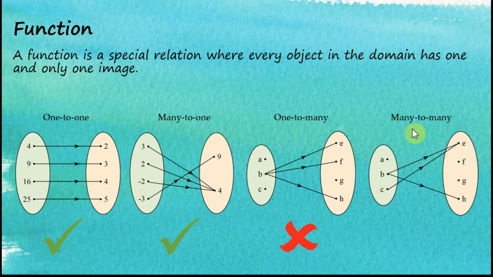Now for many-to-many, some of the objects may have more than one image. For example, B has 2 images, and therefore it's not a function. So a many-to-many relation is not a function. A one-to-many relation is not a function. A many-to-one relation, yes, is a function, and a one-to-one relation is a function.